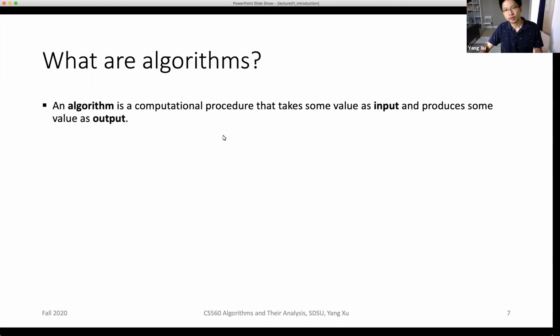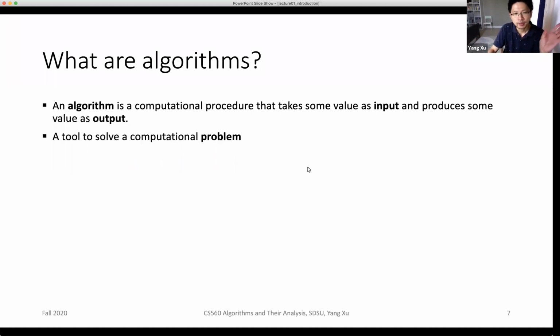Okay, so technically, an algorithm is a computational procedure that takes some value as inputs and produces some value as outputs. It is some sequential procedure with inputs. Given inputs, it will give some outputs. And it is used as a tool to solve a computational problem. Often the name of an algorithm is defined by the name of the problem. We'll see a lot of examples later on throughout this whole class.